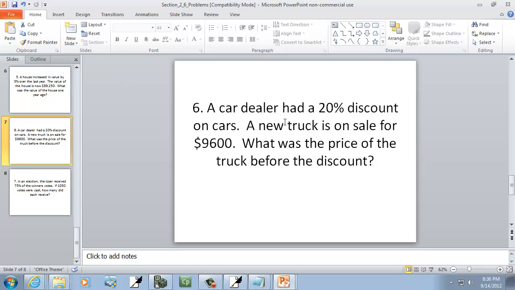This says car dealer had a 20% discount on new cars. A new truck is on sale for $9,600. What was the price of the truck before the discount? So discount, that means we're subtracting.